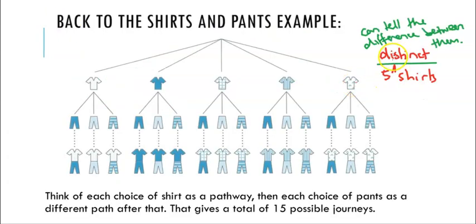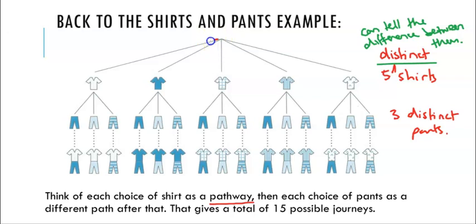Anyway, back to this. We have 5 distinct shirts and 3 distinct pants. And we want to find the number of combinations of shirts and pants. And I love this diagram because it says you can think of each choice of shirt as a pathway, as a direction you can go, maybe in life. I know it's a little silly because it's just putting on a shirt, but hey, this is a choice that can be made. So this is like a path of life. And then for each choice of pants, this is a different path after that. And that gives a total of 15 possible journeys.